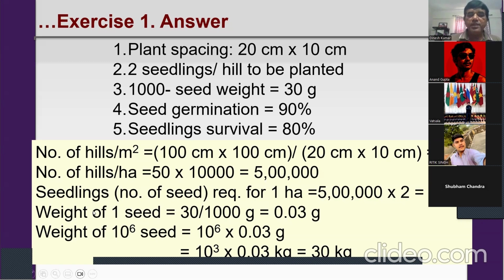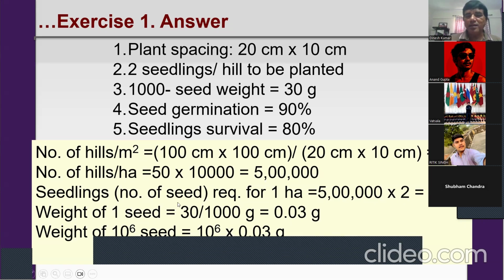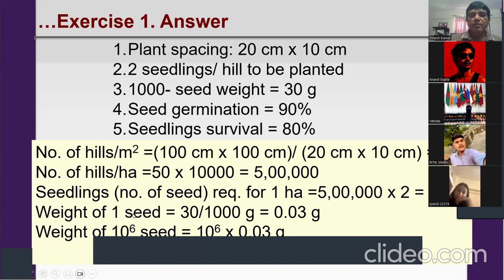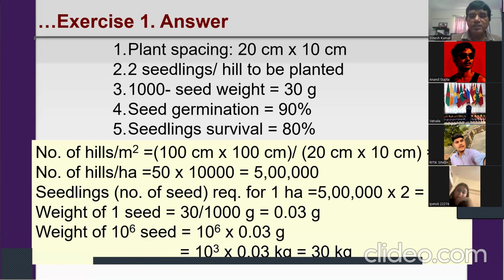So now, the number of seeds to get 5 lakh seedlings. Seedlings required for 1 hectare: because at one place we are transplanting two seedlings, it will be 10 to the power 6. Or your 5 lakh becomes your 10 lakhs. Is it okay? 10 lakhs. Now, the weight of one seed. We want to know the weight of 10 to the power 6 seeds actually, because the number of seedlings and number of seeds are equal here, assuming 100% germination and 100% survival.